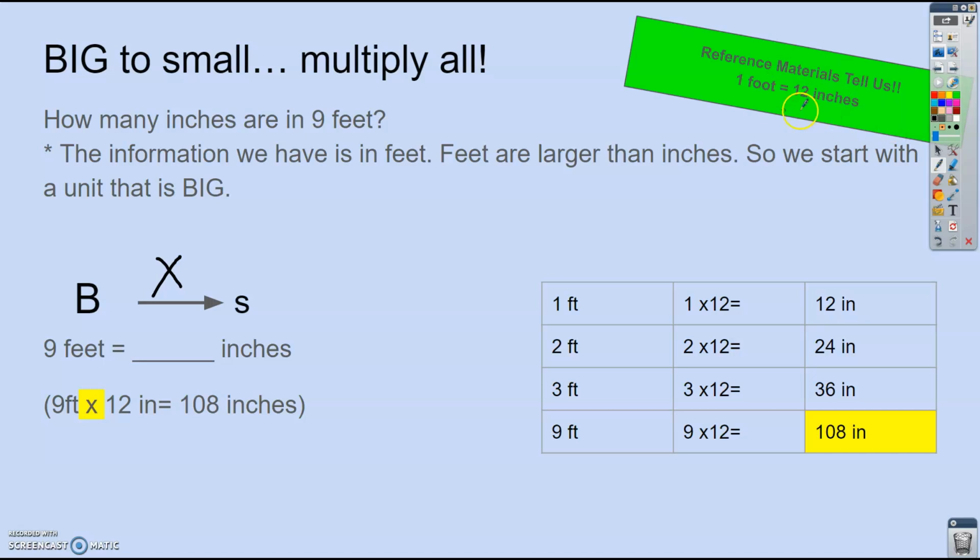Our reference materials tell us that 1 foot is equal to 12 inches. So 1 foot times 12 inches in that foot is 12. 2 feet times 12 inches in 1 foot equals 24. 3 feet times 12 inches in each foot is 36. So 9 feet times 12 inches in each one of those 9 feet is going to get us 108. So we're going big to small, we're going to multiply. That's going to be your rule for your table.